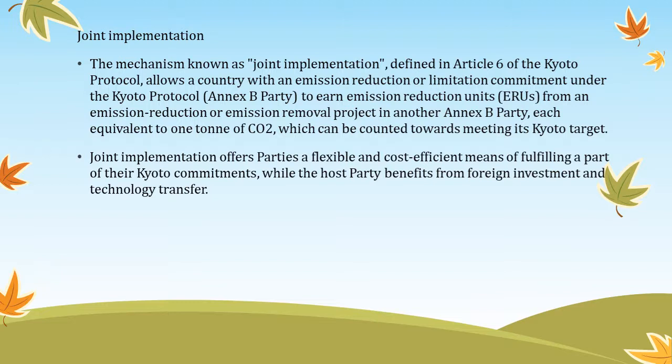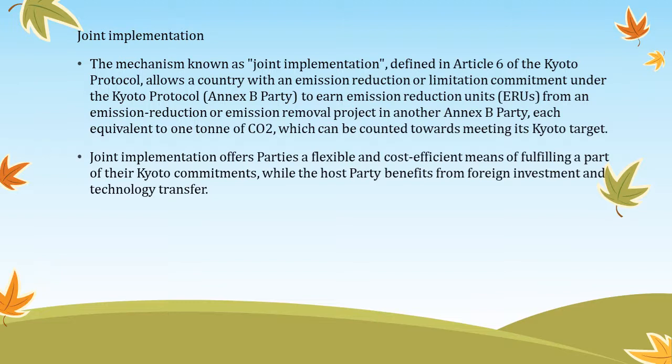Now, joint implementation, how is it different from CDM? Basically, when it comes to joint implementation, two country parties are involved. It offers a more flexible and cost-efficient means for fulfillment of the Kyoto commitments. There will be a host party and an investing party. The host party will benefit from the foreign investment, and technology transfer will also be a part of it. There are two-track procedures under the same. Usually a JI project must provide a reduction in emissions by sources or an enhancement of removals by carbon sinks.